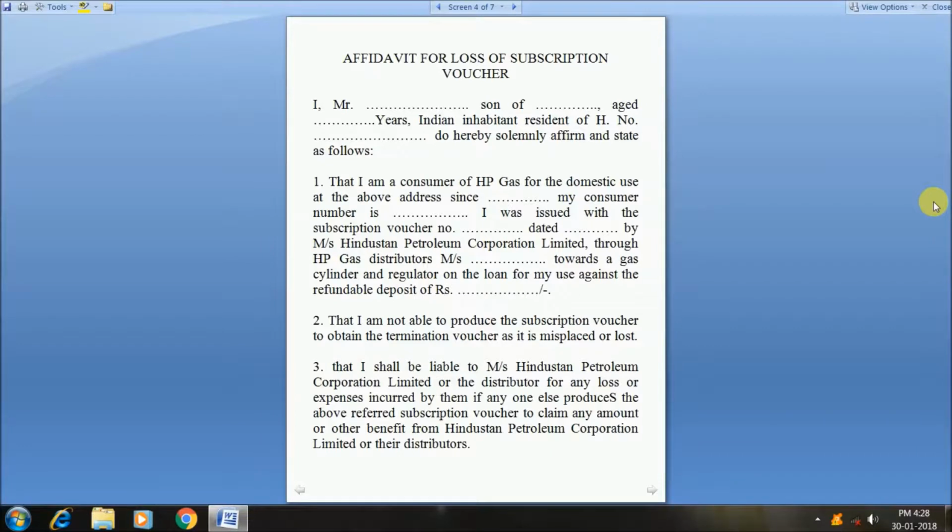This is also an affidavit which is to be given to the HP gas distributors in the event you lose the subscription voucher that is given to you along with the gas cylinder LPG connection. So again this is also a style of affidavit, but what is pertinent to point out here is that I directly used the format that is used by HP gas services itself. This is one of the formats that was given to me, and I was asked to type it exactly and then execute it.